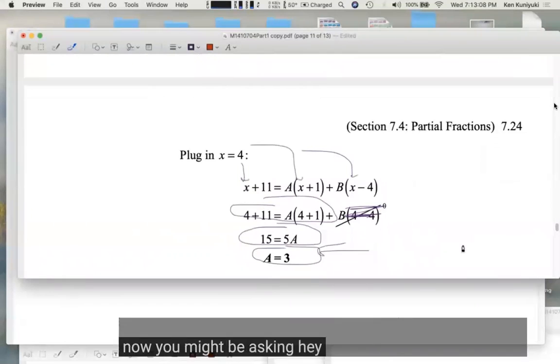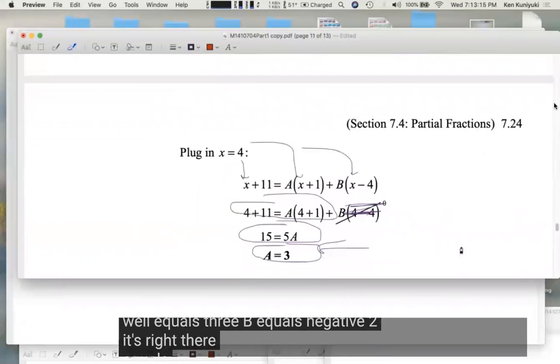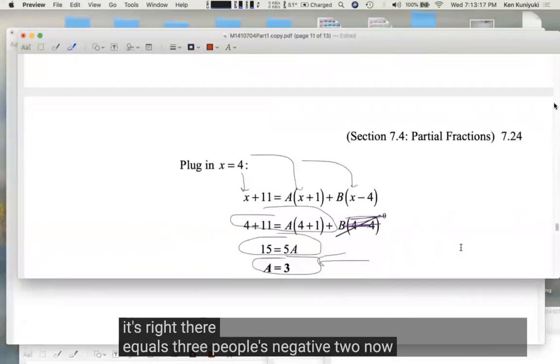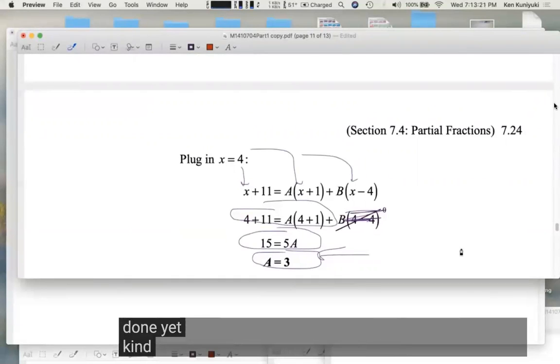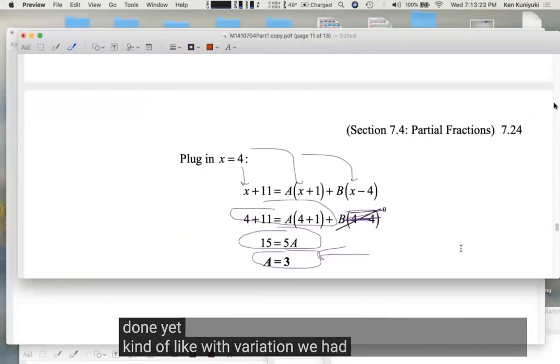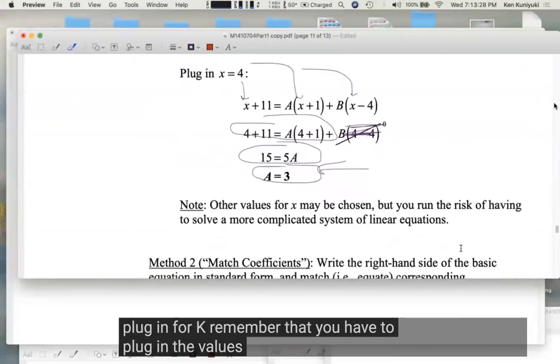Now you might be asking, well, hey, where's the system? Well, a equals 3, b equals -2. It's right there. a equals 3, b equals -2. Now you're not done yet, folks. You're not done yet. Kind of like with variation, where you had to plug in for k. Remember that? You have to plug in the values.